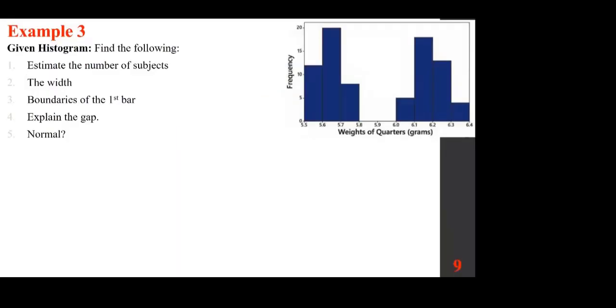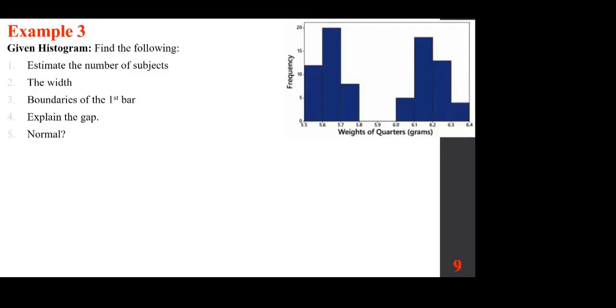Now what happens if the histogram is given? In this case, when we look at the bottom, it says weights of the quarters in grams, and at the top, the vertical axis is the frequency with which it occurs. So use the histogram, and we want to find the following. We want to come up with the number of subjects. The reason it says estimate the number of subjects is that sometimes it may not be easy to read from the histogram. It may be close, and that's accepted. The width, the boundaries, and there's a gap, and what's happening with that is it normally distributed?